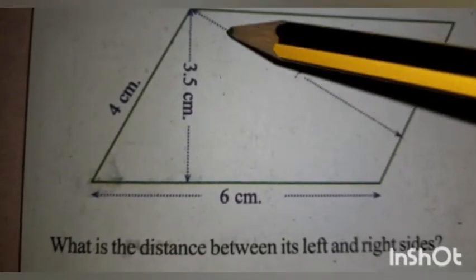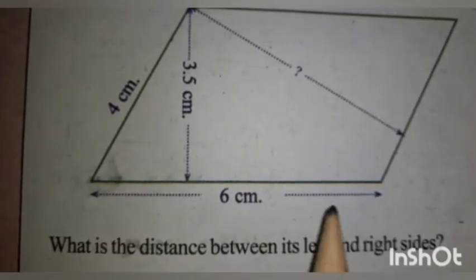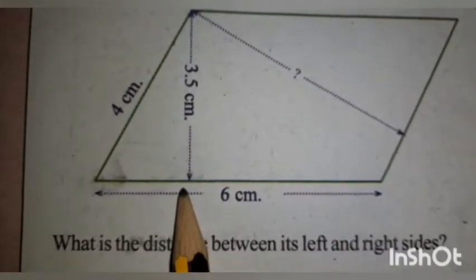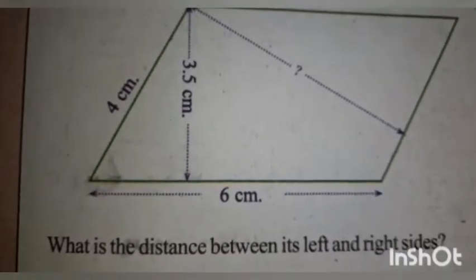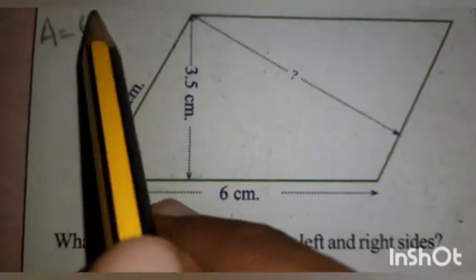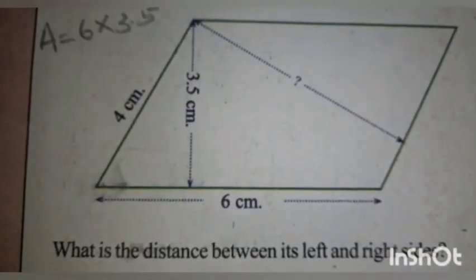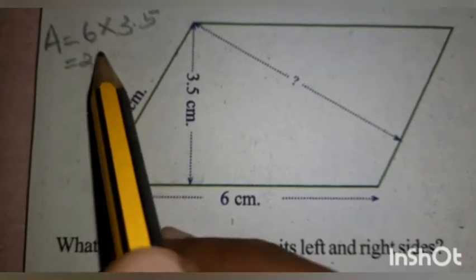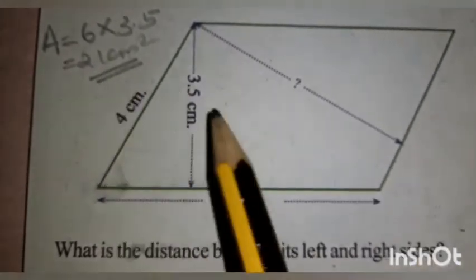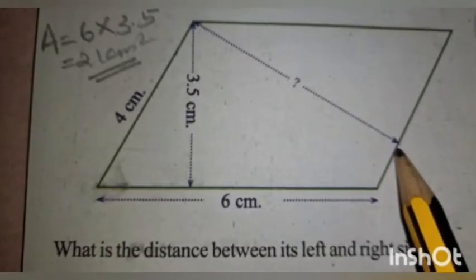For getting that, first you have to find out the area of this parallelogram. Here the bottom length is given and the height, or the distance between the top and the bottom end, is given. So easily you can find out the area. Area is equal to 6 into height 3.5. How much? 21 centimeter square. So the area of this parallelogram is 21 centimeter square, and using that you can find out this length.